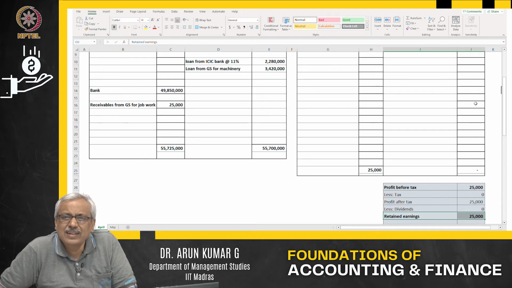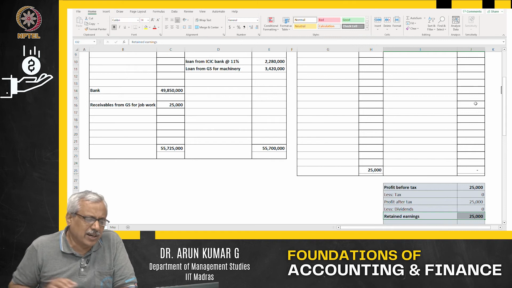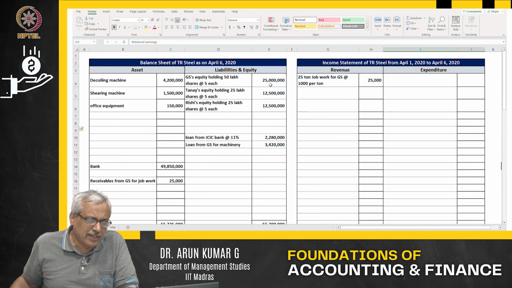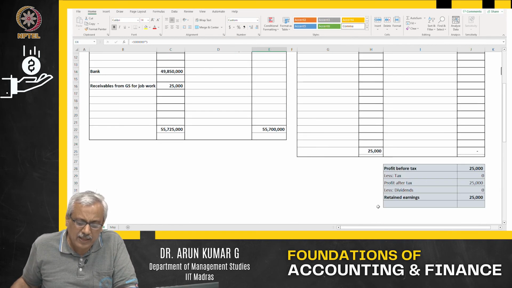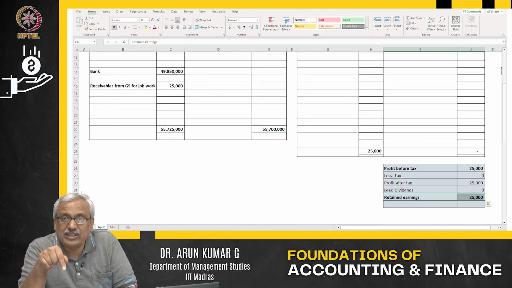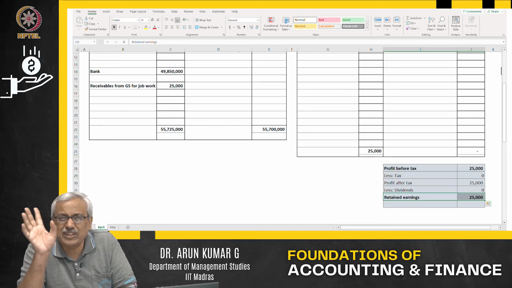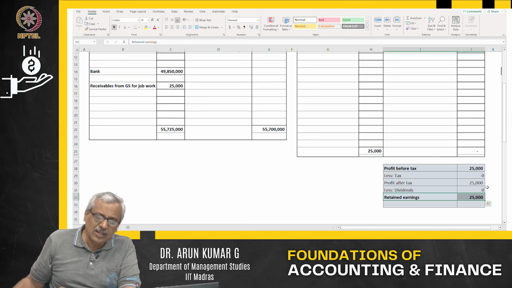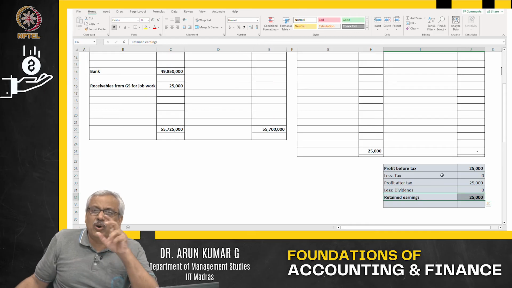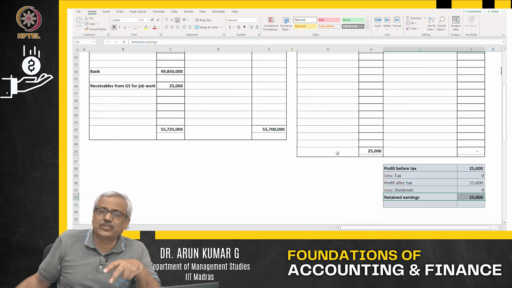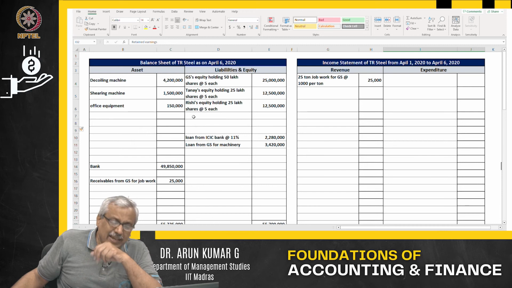So, what happens? Imagine they had contributed about 5 crores as capital, all three of them put together. Now, what is their capital? They have earned 25,000 which belongs to them, but they have not taken it, they have reinvested that in the business. So, what is their total capital now? Total capital now is 5 crores plus 25,000. 5 crores 25,000 is their total capital. Why? Because that 5 crores investment has earned them 25,000, which they are not going to take.